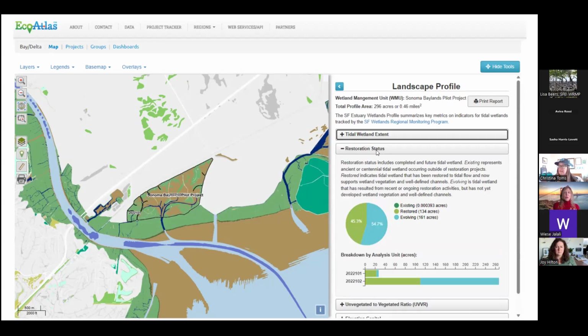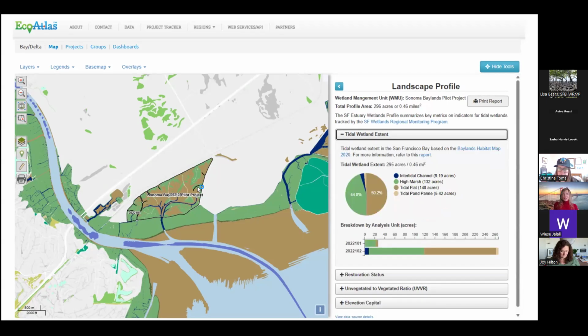This is still being worked on and being reviewed with the TAC, because while this may work okay with this particular wetland management unit that only has 2 analysis units, some of them have quite a few, and the display of that information gets a little bit tricky. So this is still being reviewed, gathering feedback, but these are screenshots from what is in progress right now.